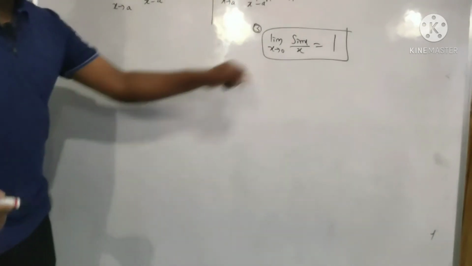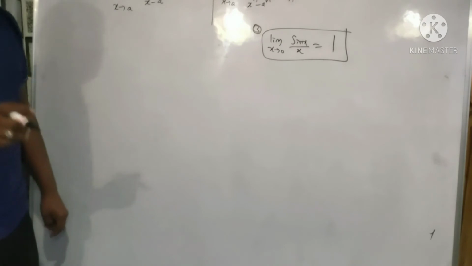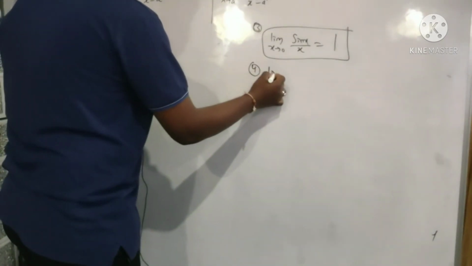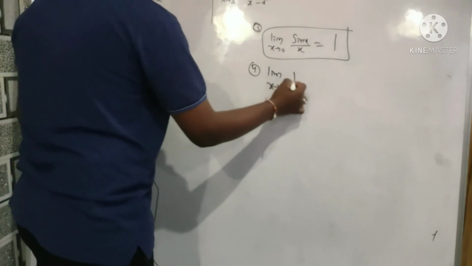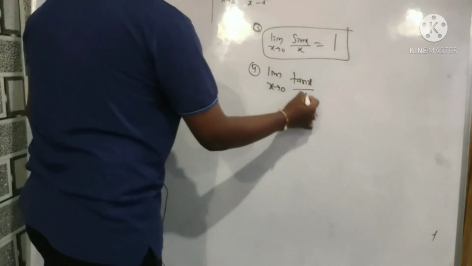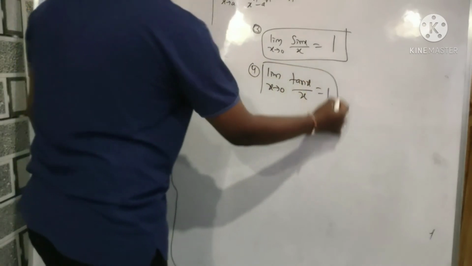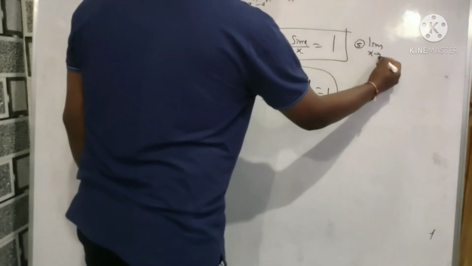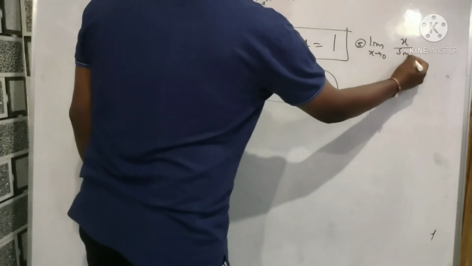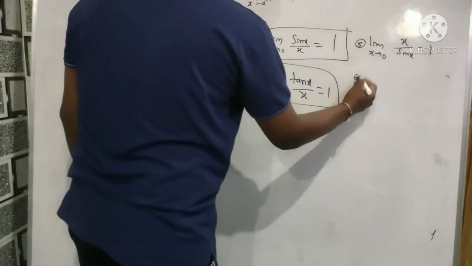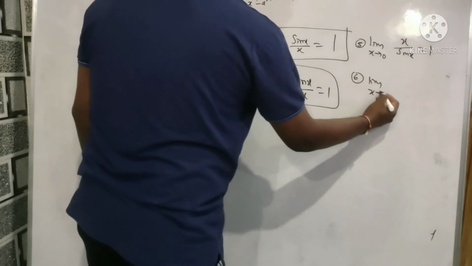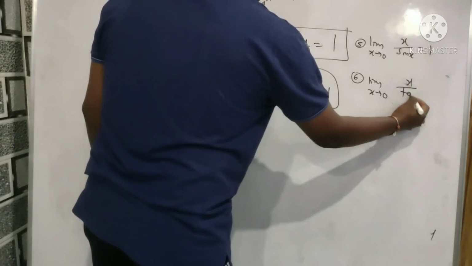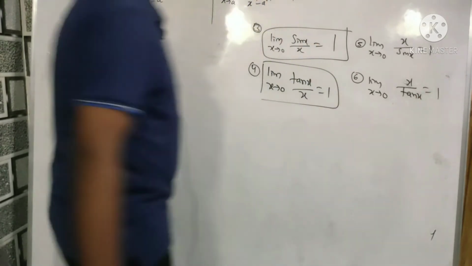So these are trigonometric limits. And the fourth one is limit x tending to 0 of tan x by x. This is also 1. Here one more thing, the reciprocal: limit x tending to 0 of x by sin x, this is also 1. Another one, limit x tending to 0 of x by tan x, this is also 1.